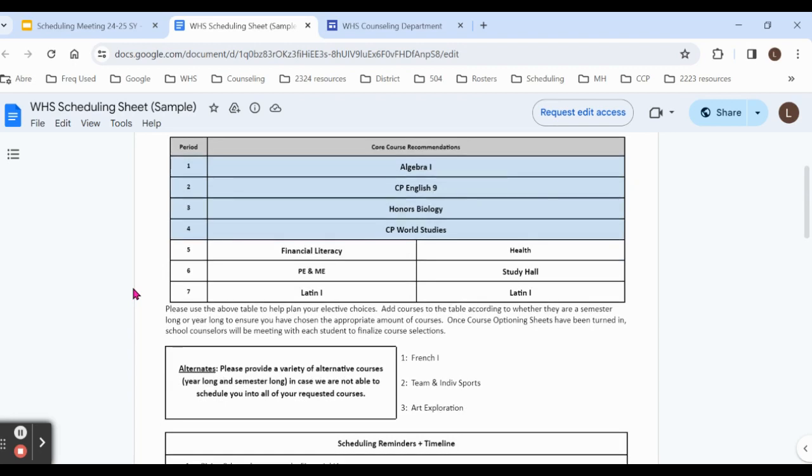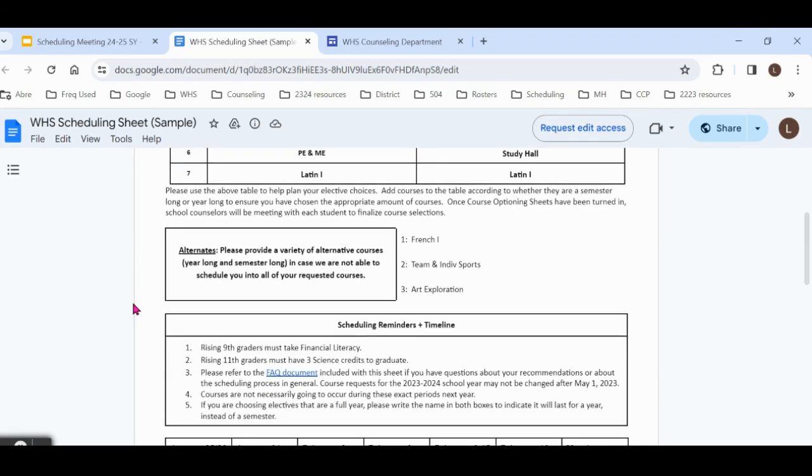As you can see, our freshmen will be recommended for their 4 cores and possibly a foreign language. The remaining bells, they should be picking classes that they would like to complete, keeping in mind our graduation requirements. As you move down to about the midpoint on the sheet, there will be a space for alternates, both semester alternates and year-long alternates. We will talk about alternates later in this presentation.